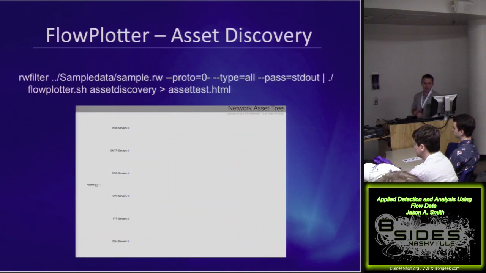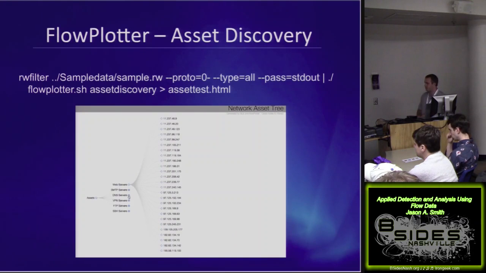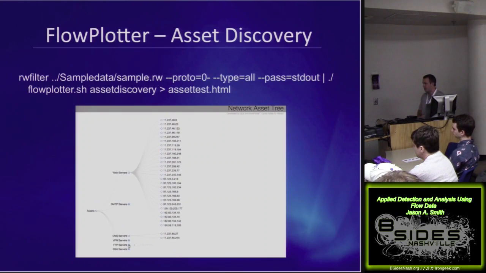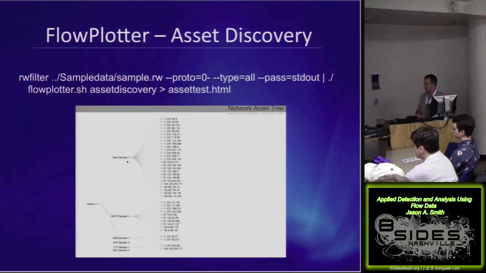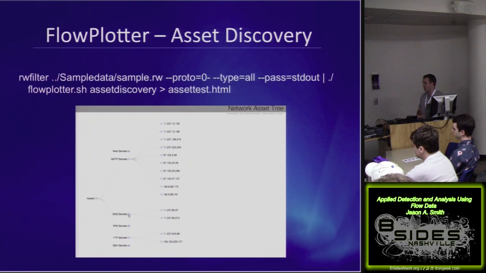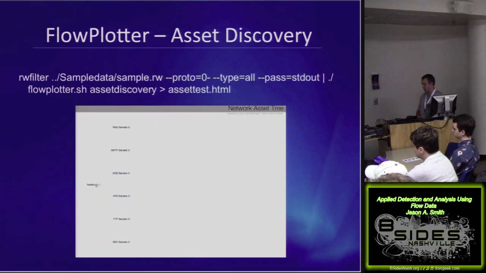So asset discovery, it works a little differently. It's still obviously piped the same way, but it actually has no options, with the exception of you can kind of limit based on percentage, a threshold percentage on how much data you're looking at.